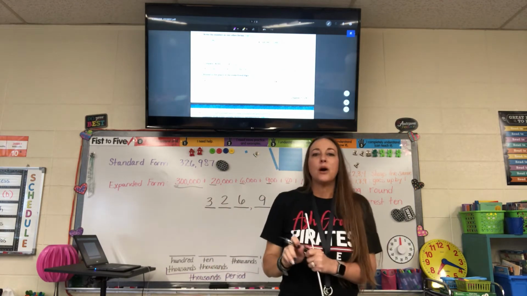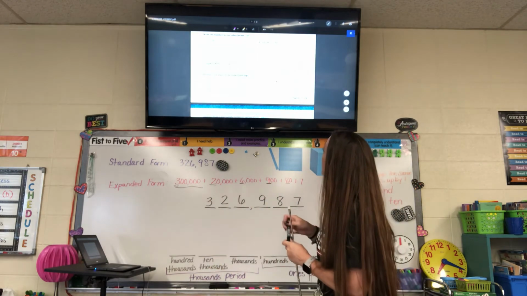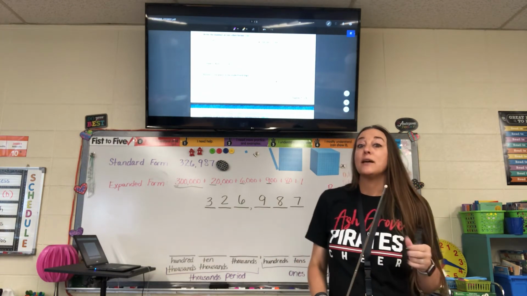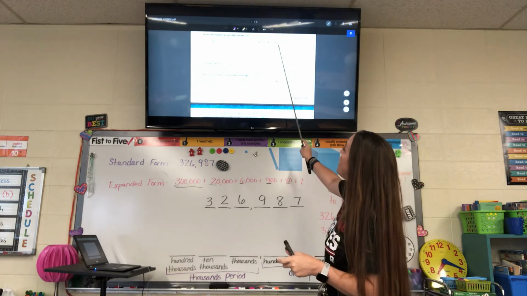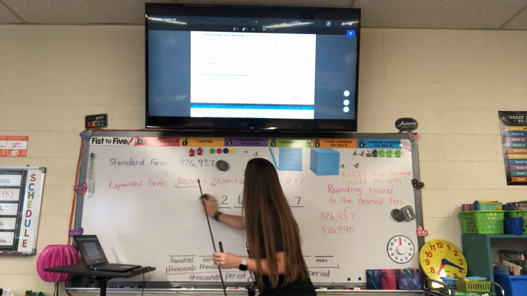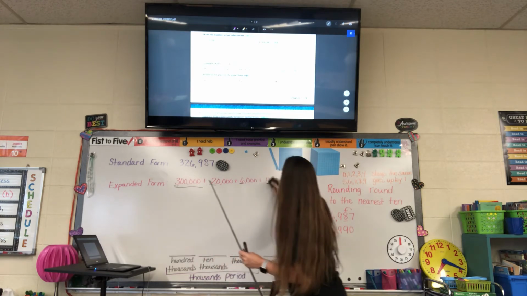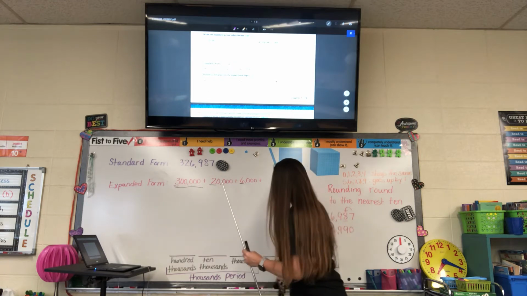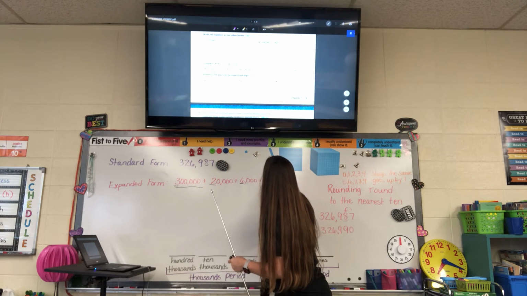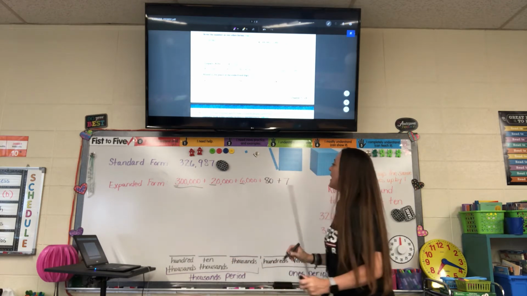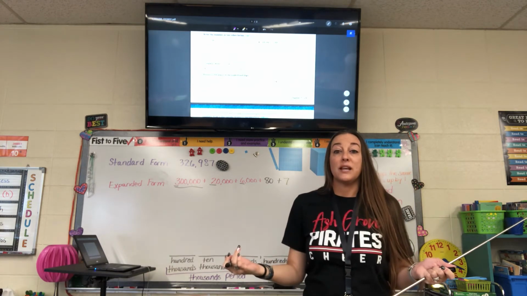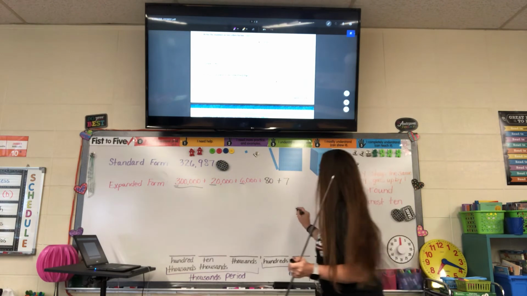The trickiest part from going to expanded form to standard form is sometimes they don't give you, like you're missing a hundreds place here. So if we took out this 900 and just put 8, 80, and 7, okay, and didn't have a hundreds place, what would we put in the hundreds place to represent it? A 0. So let me show you real quick.